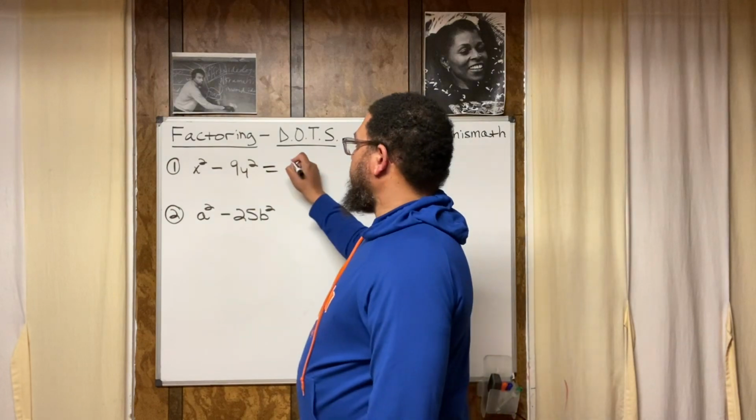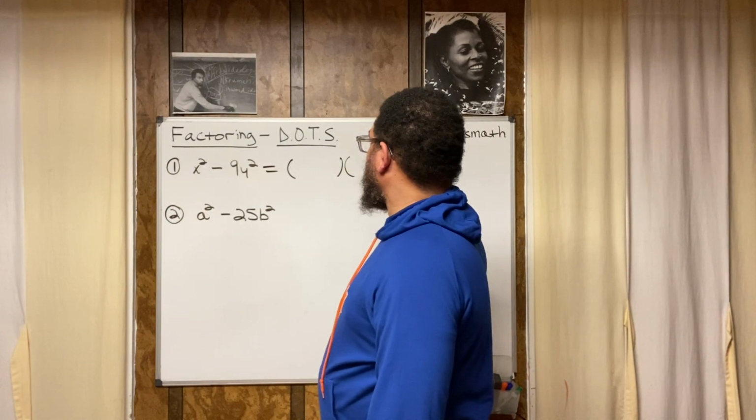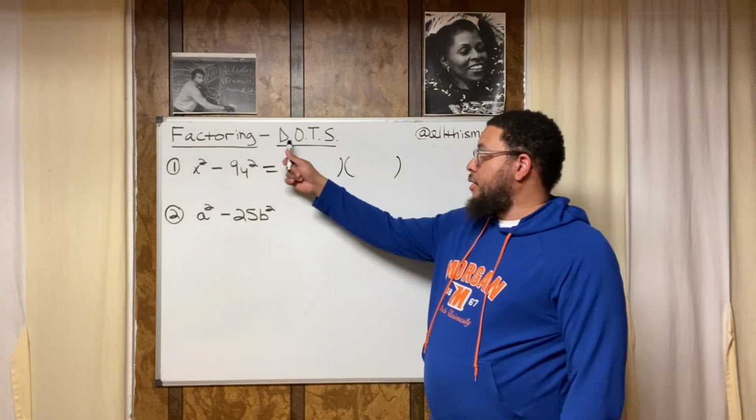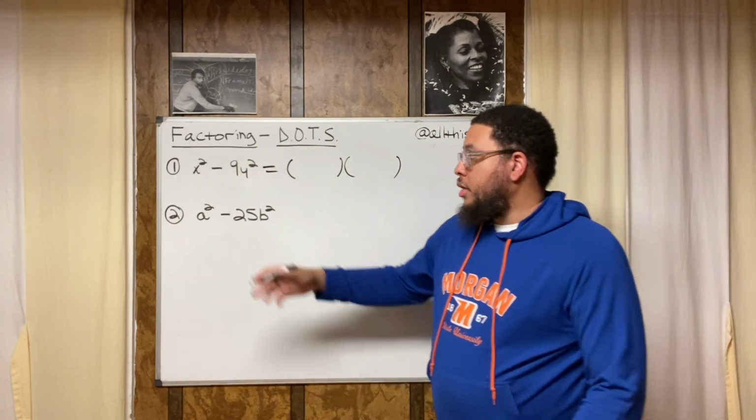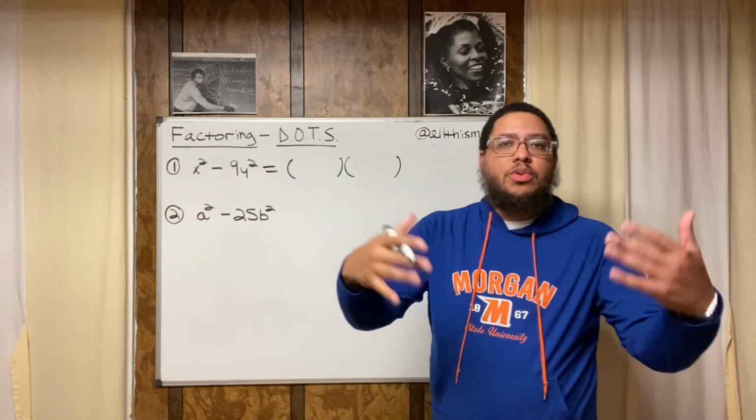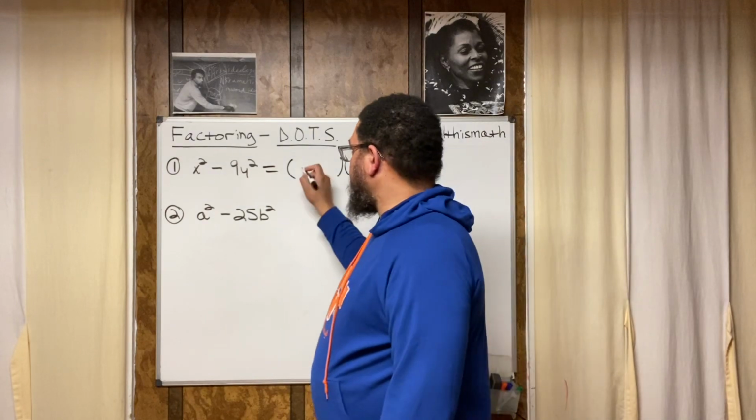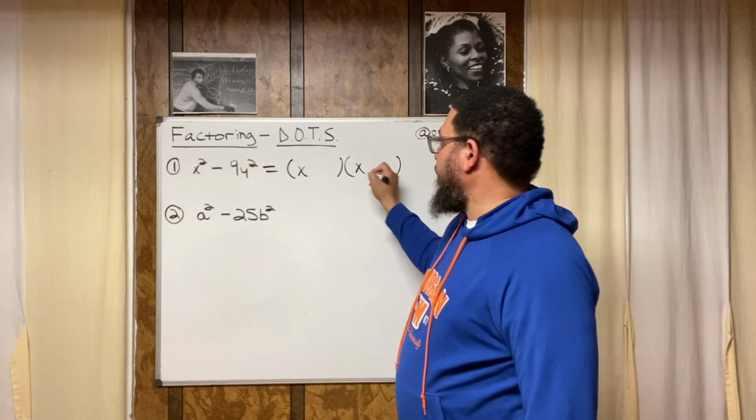All right? So we got one set of parentheses and another set of parentheses. This is the setup right here. When you got a difference of two squares, that's all you do. You look at the first expression, take the square root of it. So the square root of x squared is x. So you're going to put x right here. You're going to put x right there.